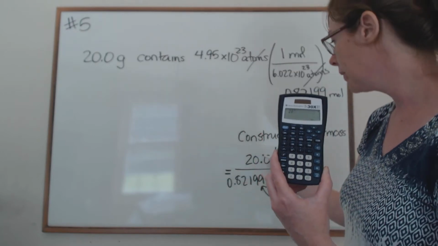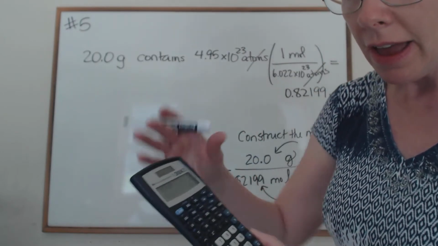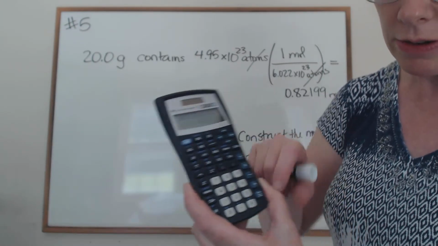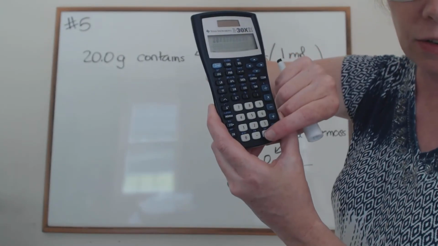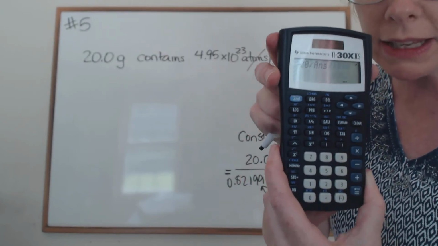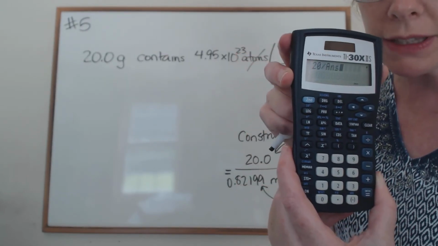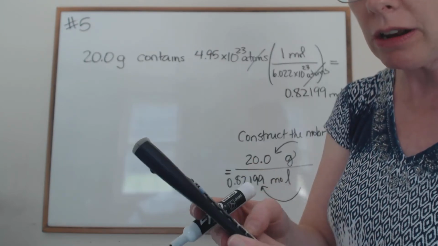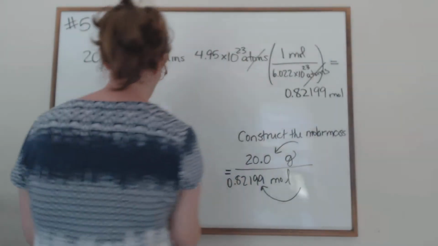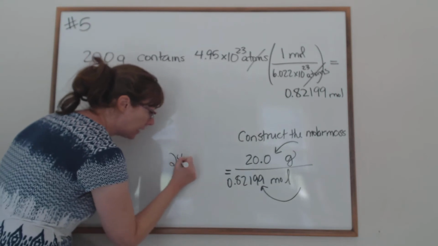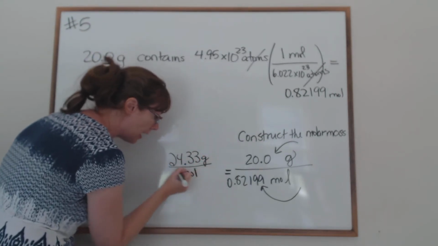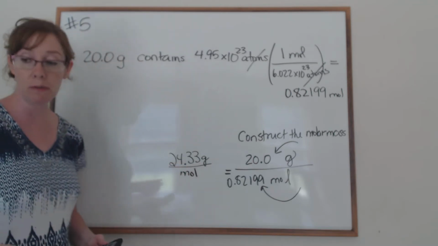So 20 divided by, if I do second, and then down here, you see ANS, answer. That will basically use whatever the previous number was, and it keeps all of them in there. So then you really don't have to worry about rounding error at all. I'm getting 24.33 as a final answer. And the unit would be grams per mole, which is the unit for molar mass.